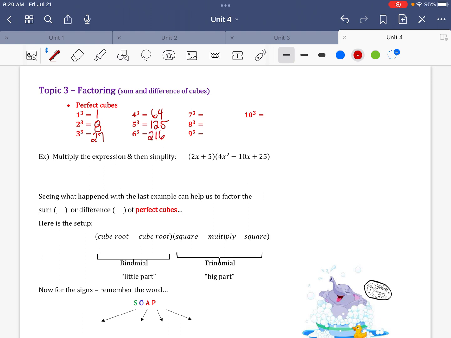All right, so 6 times 6 times 6 is 216. 7 to the third is 343. I start to not know these either. 8 times 8 times 8 is 512. And 9 times 9 times 9, 729, I think. Yeah. And 10 to the third, 10 times 10 times 10 is 1,000. So these are just things to recognize.